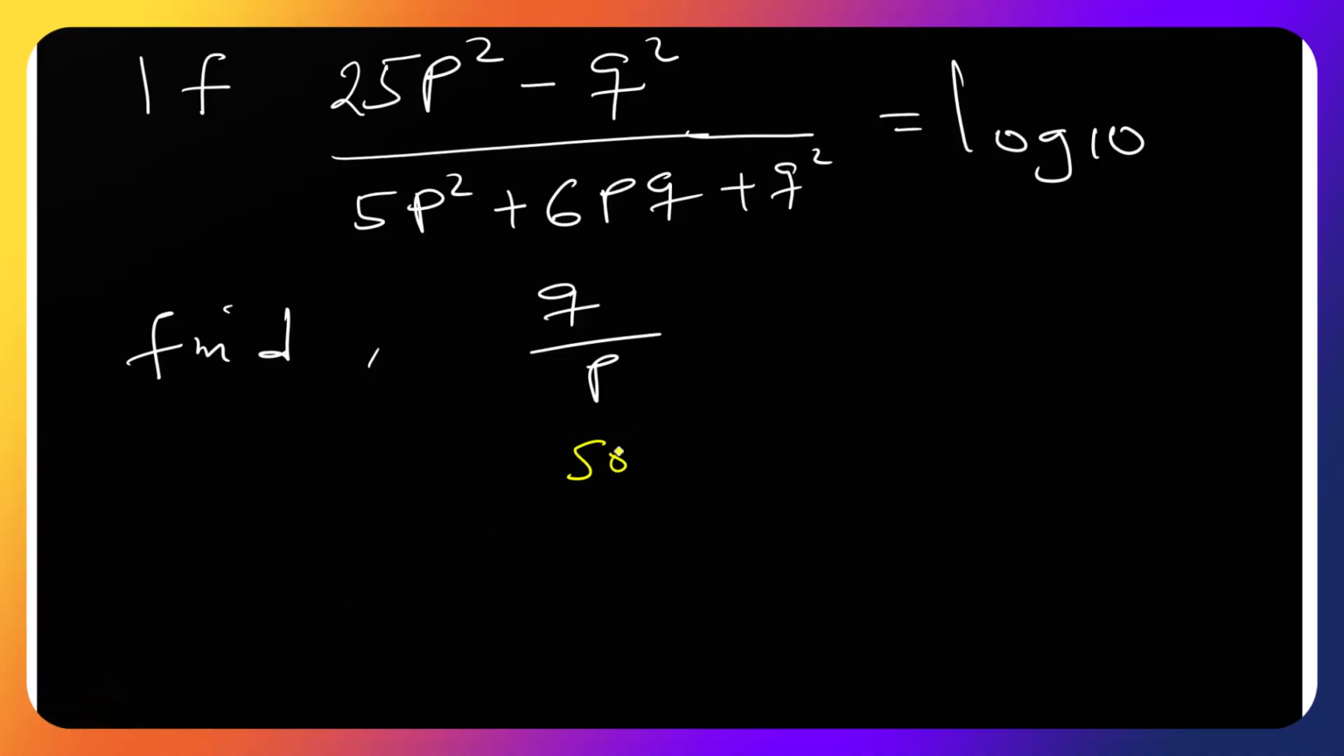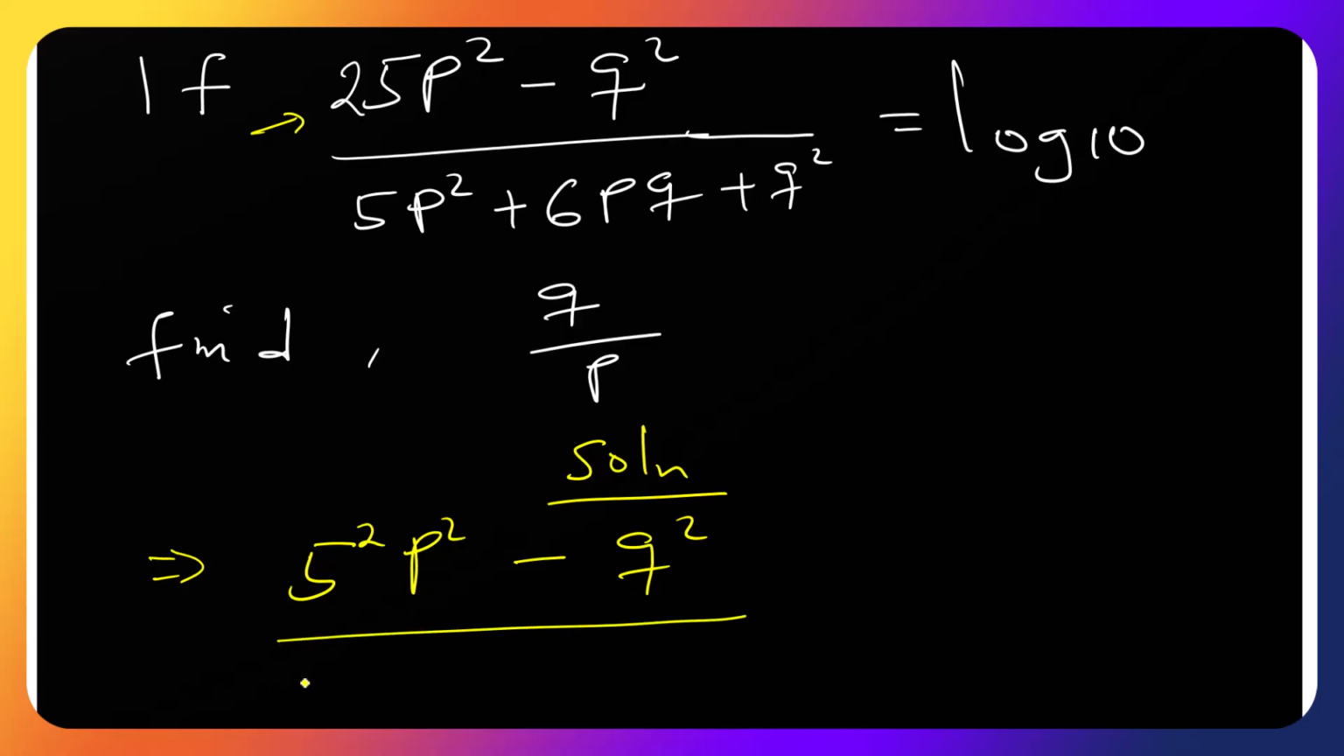Okay. Now let's understand that the numerator here is the difference of two squares. So 25p squared can be written as 5 squared p squared, minus q squared, on 5p squared plus 6pq plus q squared. Remember, when you have log 10, it's the same as 1.